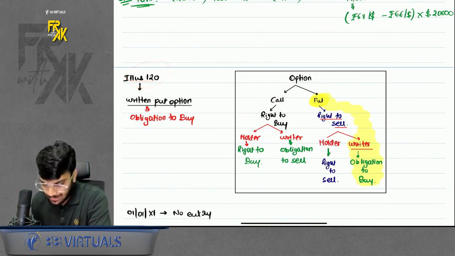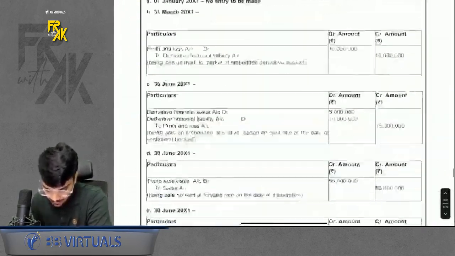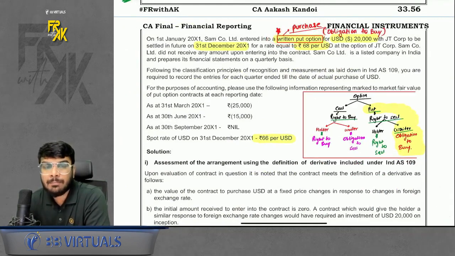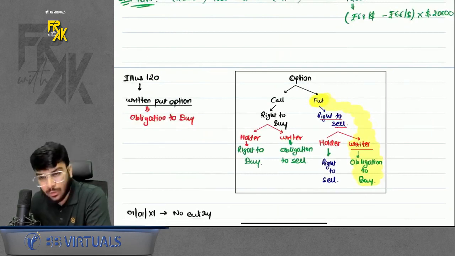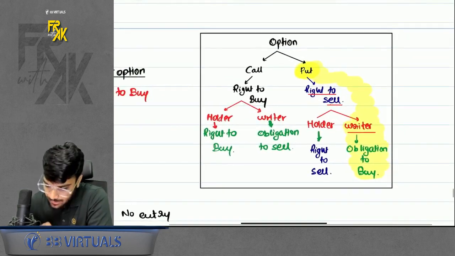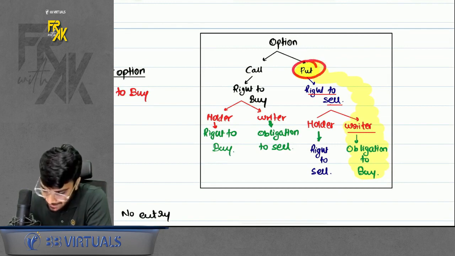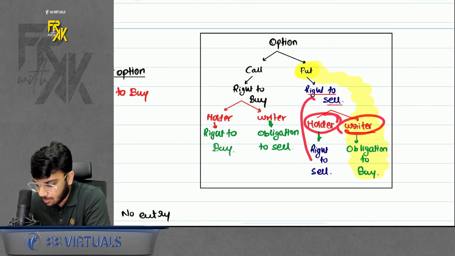Okay. Then we have one more question, illustration 120. This question is exactly the same as 118, but the only difference is there is a point written: written put option. Now what is the meaning of written put option? For that you need to know what is a call option, what is a put option, right? So if I want to discuss written put option, put means right to sell. The holder has the right to sell. So the writer has the obligation to buy.